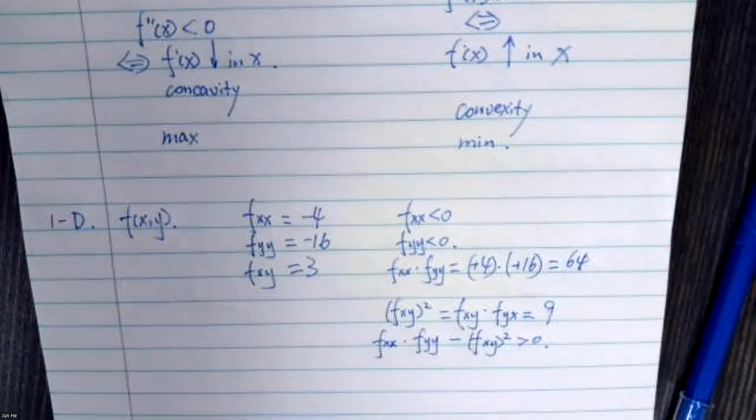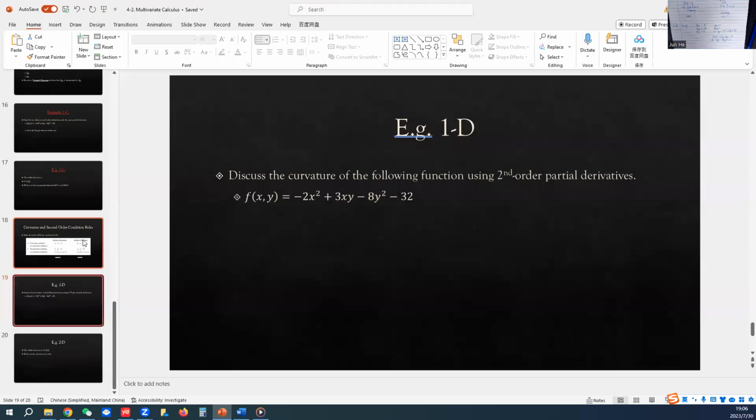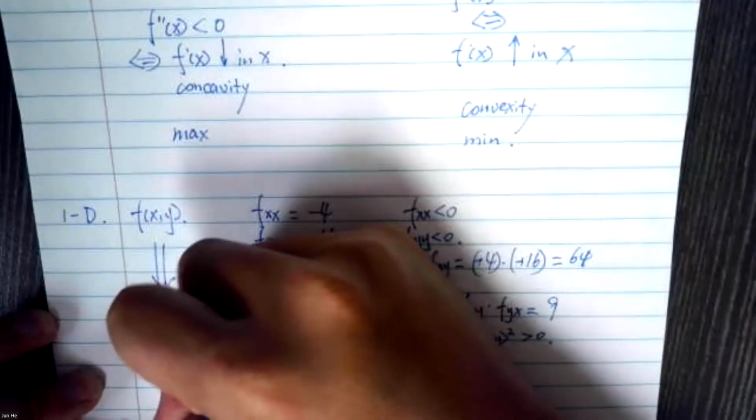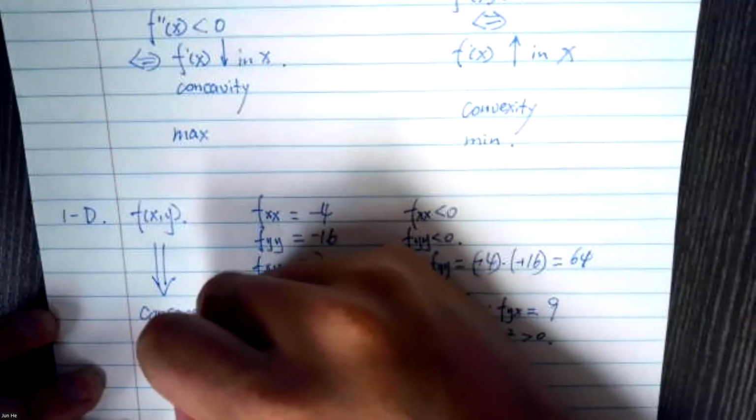So here we can switch to check the conditions in the table, which will be provided to you during the exam. Here we can see fxx is -4, smaller than 0, fyy is -16, smaller than 0, and fxx by fyy is greater than fxy squared. So the result is that this function is concave, and there is a maximum for this function. This function is like this case.